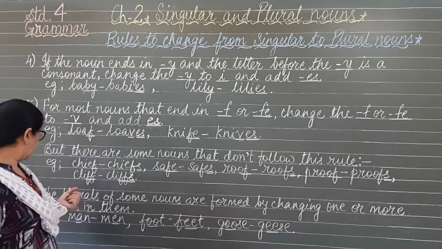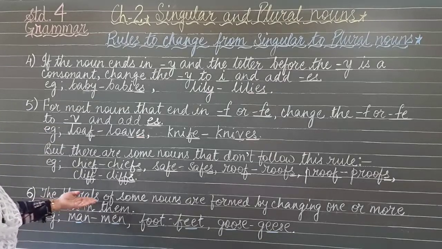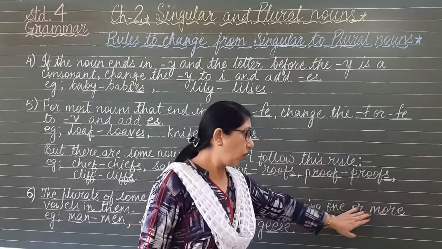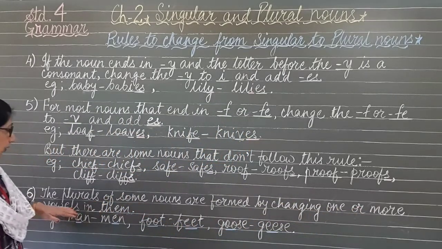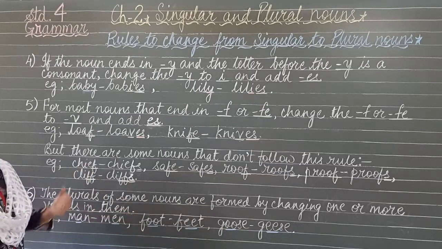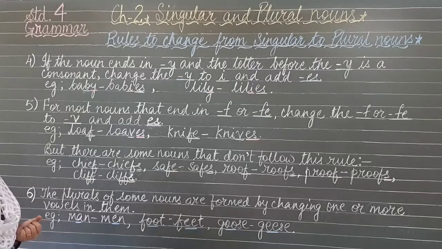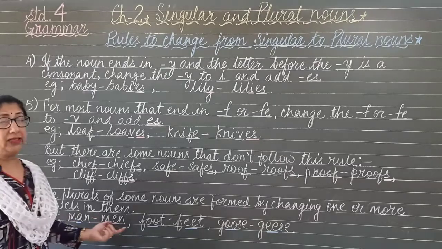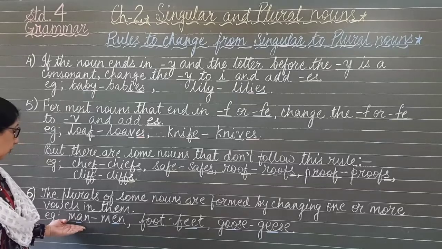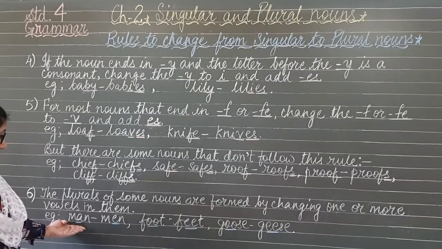Our next rule is the plurals of some nouns are formed by changing one or more vowels in them. Okay, there are some words in which vowels are there in the middle of the word. So we have to change that vowel to make it plural. We don't have to add any S or ES at the end. Rather, we have to change the vowel. For example, man, M-A-N, man. You can see this vowel here.